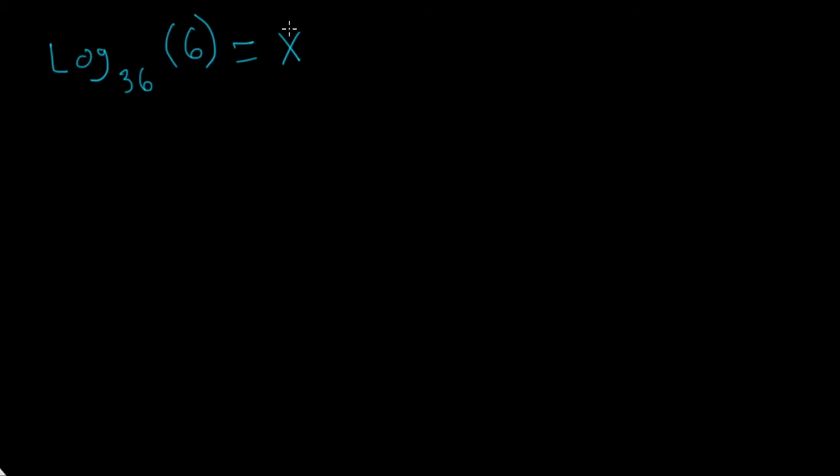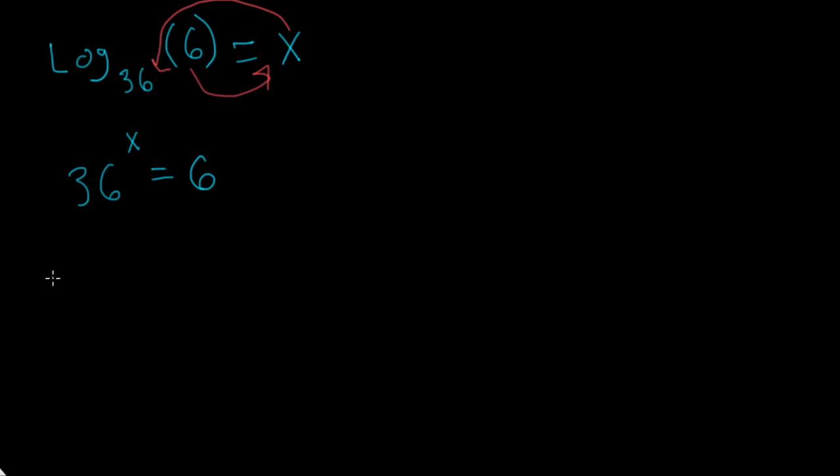So hopefully you tried to set it up, and we'll switch to our circle, and we have 36 to the x power is equal to 6. Now this looks a little weird, right? How do we get from this big number down to 6 using a power? This is sort of contradictory, right?